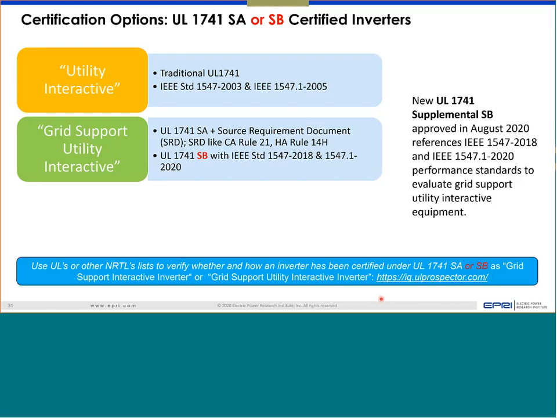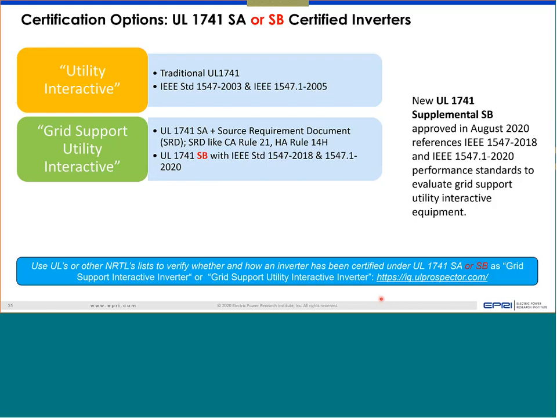Alternatively, it could be 1741 SA and then Hawaii Rule 14H. That means the same test procedure is used, but the pass-fail criteria come from Hawaii Rule 14H rather than California Rule 21. So that's the use of the SA. But SA did not have all the tests that you need to address 1547. That was the gap. In the last 2 years, the industry realized this and resolved it. The way the SA test procedures are defined, they're more like a California configuration. It did not have enough flexibility, and also didn't have all the tests needed for 1547.